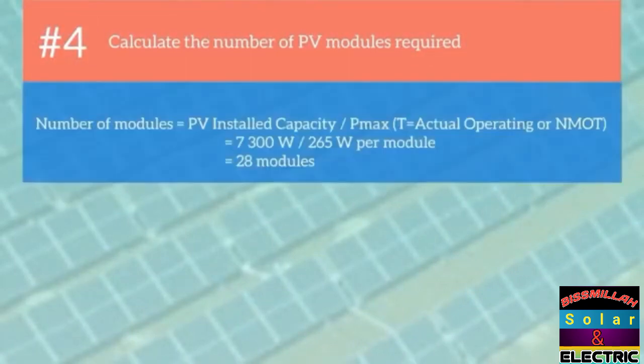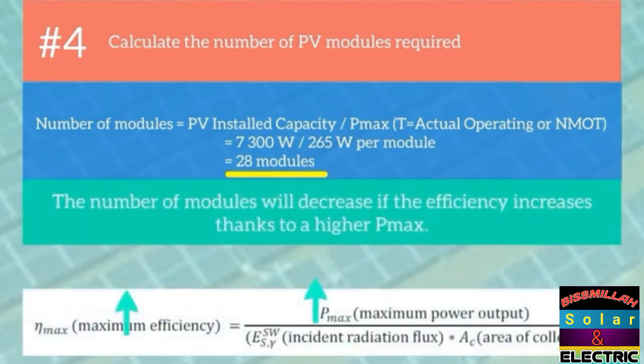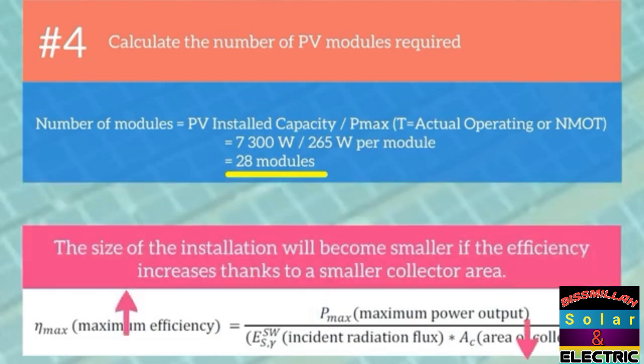Now we're ready to calculate the number of PV modules required. To do so, we divide the PV installed capacity of 7,300 watts by Pmax, which we've corrected for the actual operating temperature, or the NMOT, in this case 265 watts, and we obtain 28 modules. Recall that efficiency is Pmax divided by the product of the standard solar irradiation and the collector area. So if the efficiency increases thanks to a higher Pmax, fewer modules will be required. And if the efficiency increases thanks to a smaller collector area, the installation will become smaller.